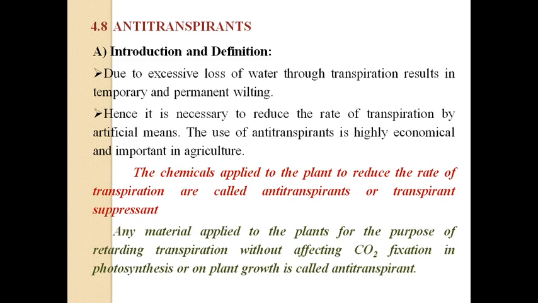Antitranspirants are chemicals applied to the plant to reduce the rate of transpiration. They are called antitranspirants or transpirant suppressants. This is the first definition. The second definition: any material applied to plants for the purpose of retarding transpiration without affecting carbon dioxide fixation in photosynthesis or plant growth is called an antitranspirant.